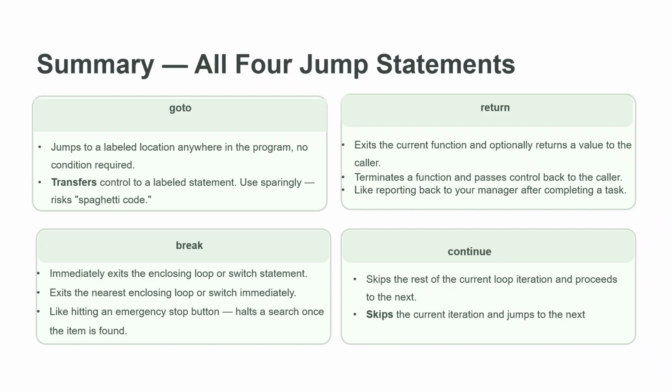We have seen the summary for jump statements, and the overall four jump statements: goto, return, break, and continue. Goto jumps to a labeled location anywhere in the program where no condition is required. It transfers control to a labeled statement. Use it sparingly, as it risks what is also called spaghetti code.